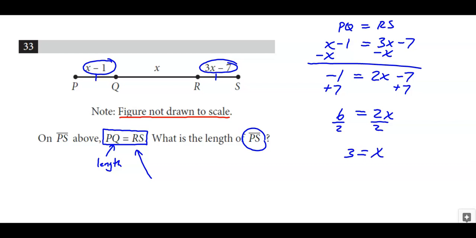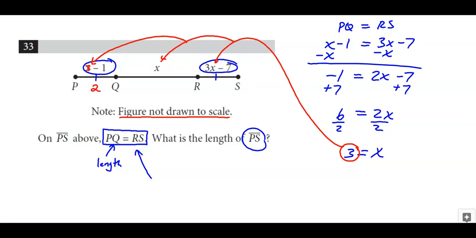Now, I bet there are some kids that put the answer 3 down and think they're done, but we're not done yet. We need to substitute that 3 in everywhere where you see an X. So I need to put it in here, here, and here to find the true measures. So let's do that. 3 take away 1, well that's 2. X is just 3. And then 3 times 3 is 9, take away 7, which is 2.